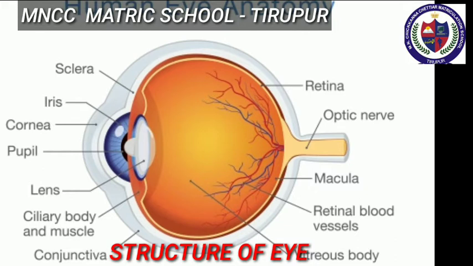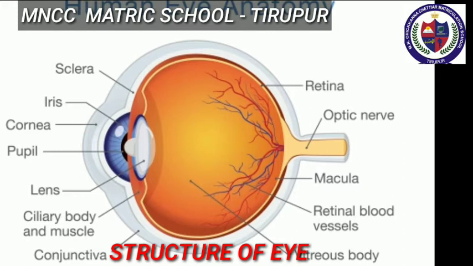Next we move to iris. It is the colored part of the eye. It controls amount of light entering into the pupil like camera aperture. It may be blue, brown or green in color. Every person has a unique color, pattern and texture.